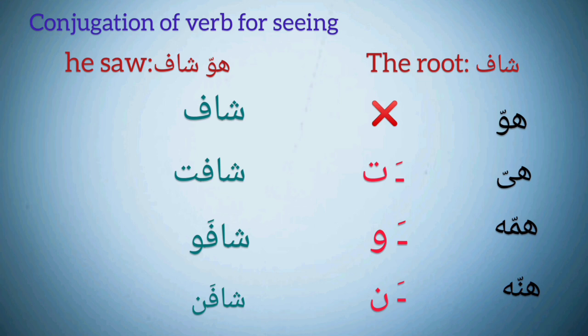The second example for conjugating is seeing. In Arabic, the root of seeing is شاف. As you see, هو شاف. We don't add anything because it's the root and it's the third person singular. But for هي, we add at. هي شافت. She saw. هم شافوا.